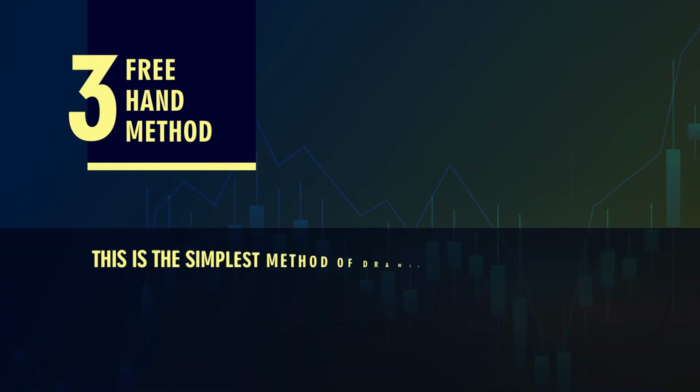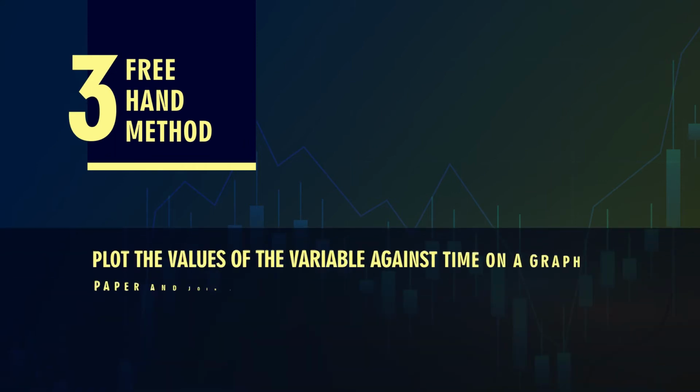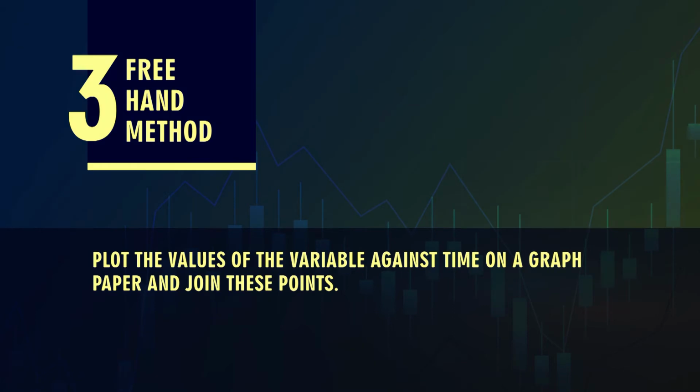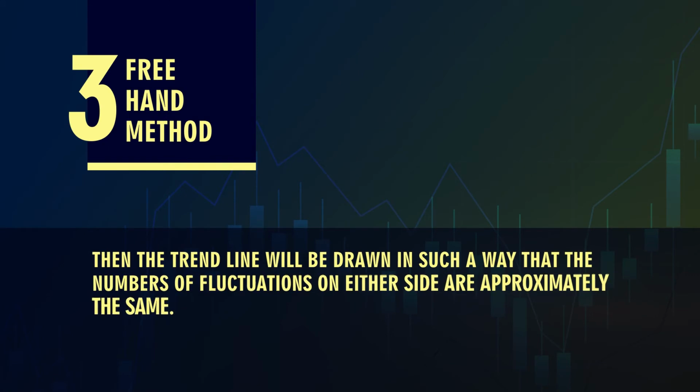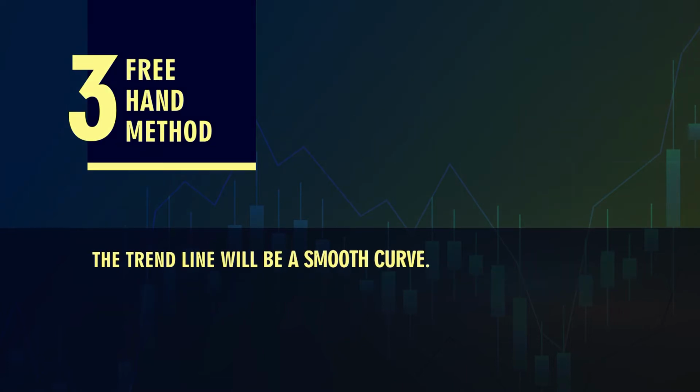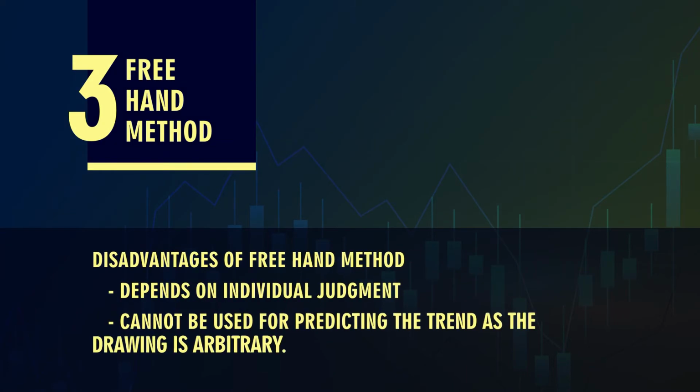This is the simplest method of drawing a trend curve, and we plot the values of the variable against time on graph paper and join these points. Then the trend line will be drawn in such a way that the number of fluctuations on either side is approximately the same. The trend line will be a smooth curve. On the other hand, there are certain disadvantages of the freehand method: it depends on individual judgment, and it cannot be used for predicting the trend as the drawing is arbitrary in nature.